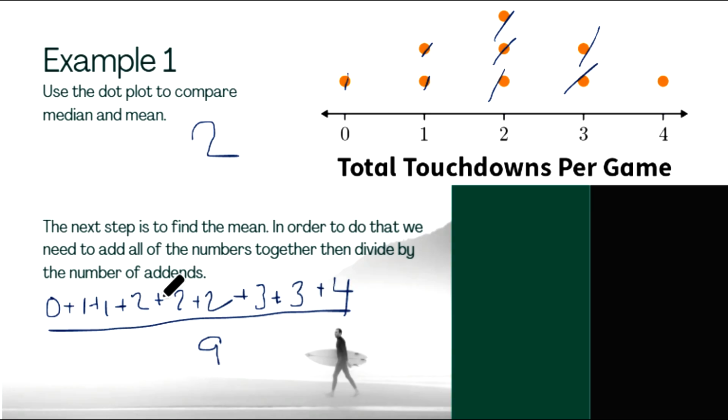Okay, if you add all of these together, which I did with my calculator, you get 18. 18 divided by 9 is 2. So our mean is 2, which is the hard math number we have to work at. The median was also 2. So when these two numbers are the same, then you have a symmetrical dot plot. We can see that it's symmetrical here. The math verifies that it's symmetrical.